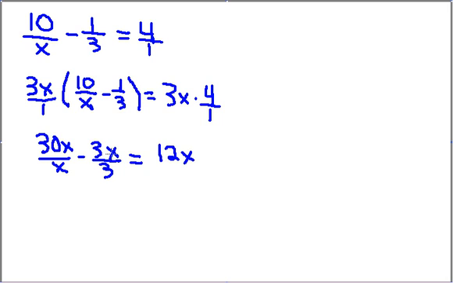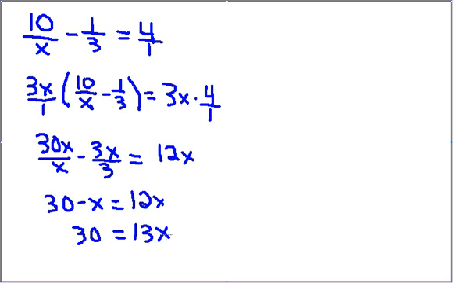Let's go ahead and take each term now and simplify it. 30x over x is the same thing as 30. 3x over 3 is the same thing as x, minus x equals 12x. Now we need to get the x's by themselves on one side of the equation. Let's get rid of this minus x over here and move it to the right side. In order to do that, we have to add x to both sides. Well, if we add an x to the left side, that just simply leaves us with a 30 because that positive x and negative x cancel. And by adding the x to the right side, 12x plus x is 13x.